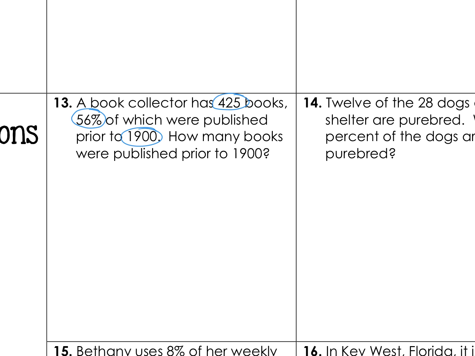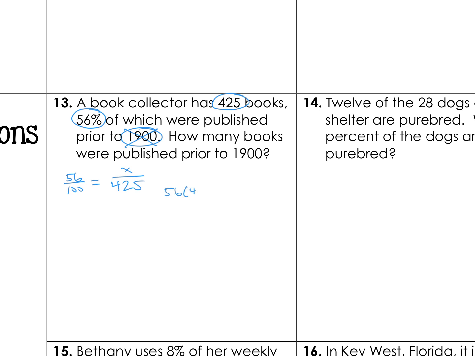Well, the percent we know we're going to use, so it's going to be 56% out of 100. And now we're going to look at that 425 and 1900. The 1900 actually is just referring to when the books were published, so we're not going to use that information. Since it's asking how many books were published prior to 1900, it's talking about the part, because the 56 is describing what percentage were published before 1900. So the 425 is the total number of books the book collector has. That's going to be the bottom part of our proportion. And now we're just going to do our cross products.